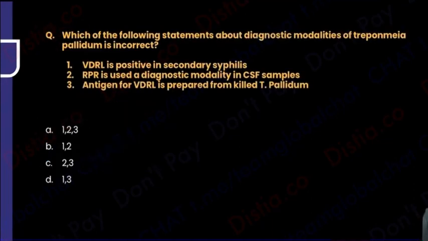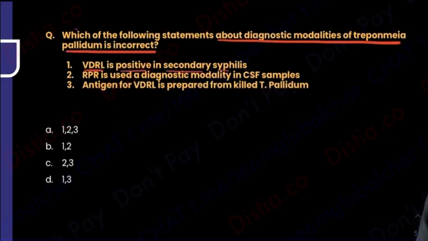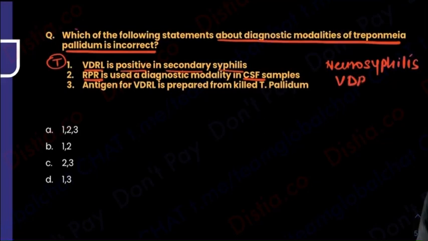And guys, you are ready for some questions. Which of the following statements about the diagnostic modalities of Treponema pallidum is incorrect? Let's start reading. Let's do a true and false. VDRL is positive in secondary syphilis? Of course, VDRL can be positive. Okay, RPR is used as a diagnostic modality in CSF samples? No, if you're talking about neurosyphilis, I told you neuro is a very, very complicated version. You need the complicated test and that is VDRL. So this is the false statement.